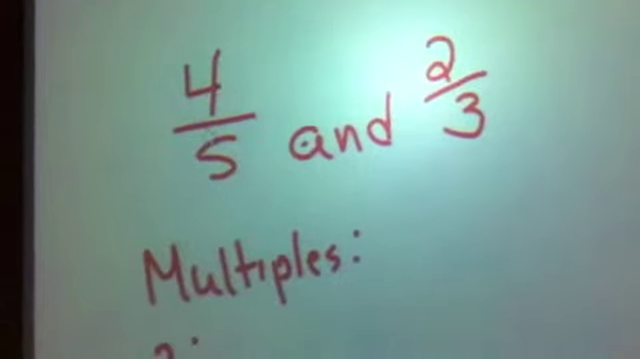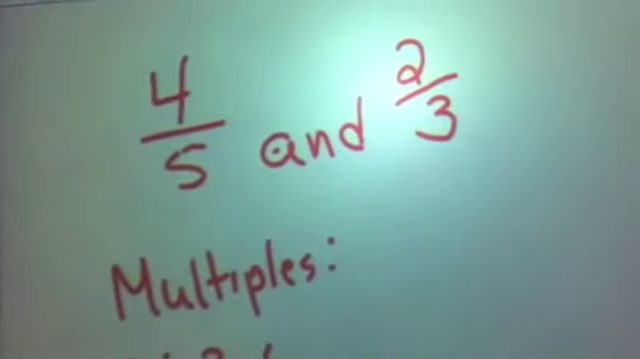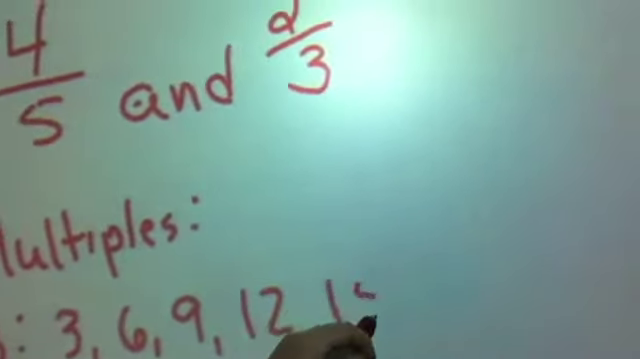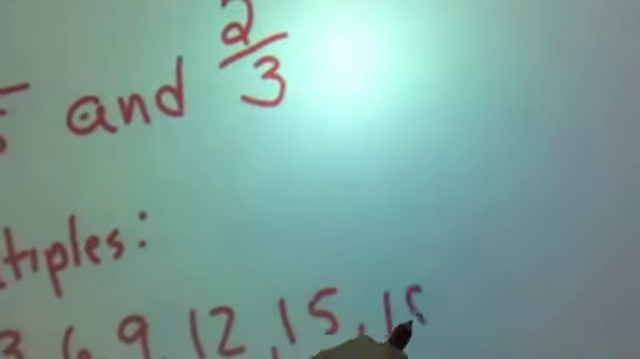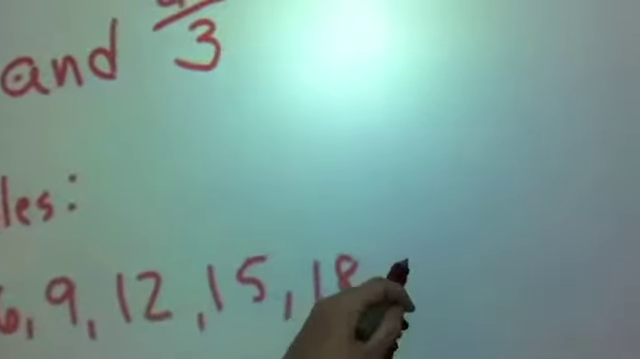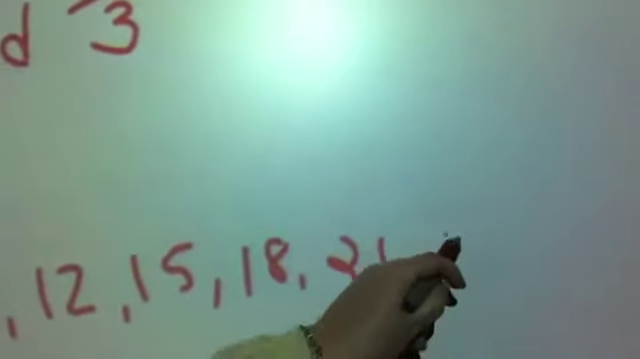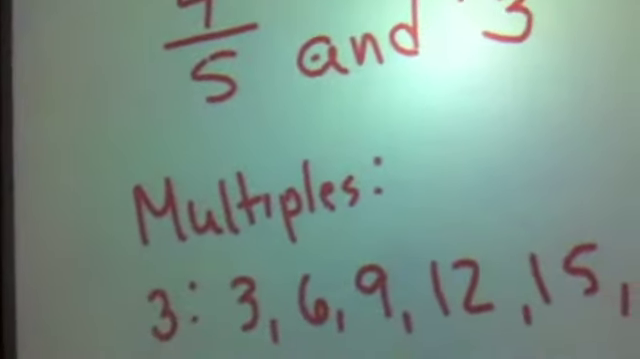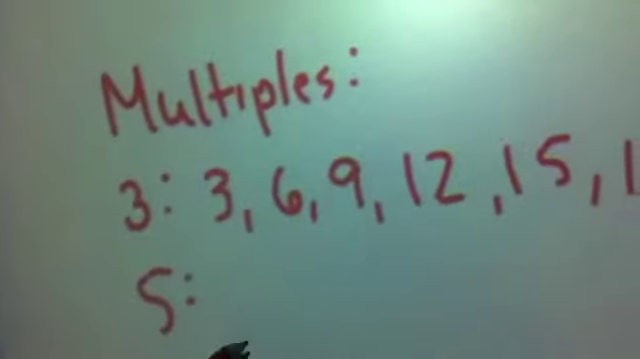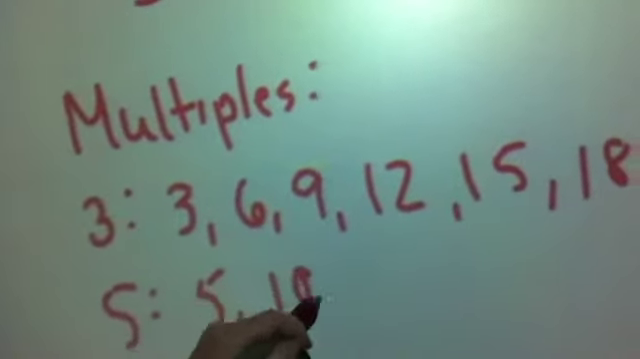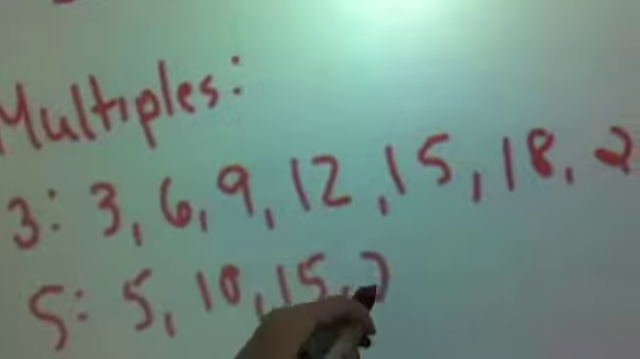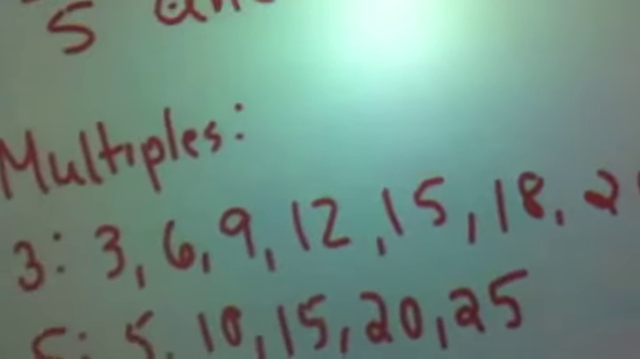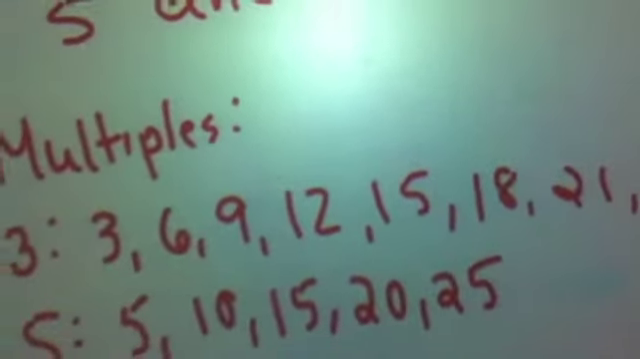So the multiples of 3 are 3, 6, 9, 12, 15, 18, 21, 24, and so on. The multiples of 5 are going to be 5, 10, 15, 20, 25, and I'm going to stop there. Once I see that they share a multiple, I'm able to stop.